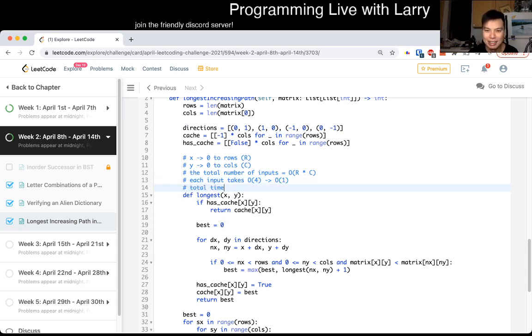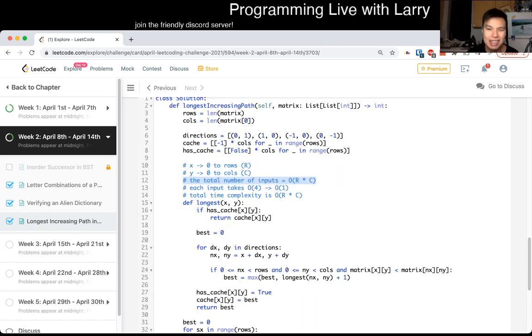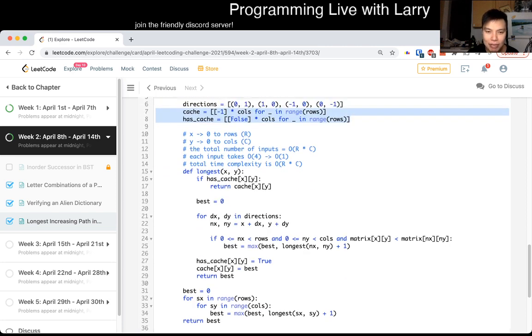But yeah, so total time complexity is O of R times C, which is linear in the size of the input. And of course, for space, we just look at the total number of inputs, and because we also take O of 1 space for each input, this is also going to be O of R times C, which is, again, linear in the size of the input, because the input is R times C, right? And you can obviously also see this a little bit, which is why I like to throw it out.